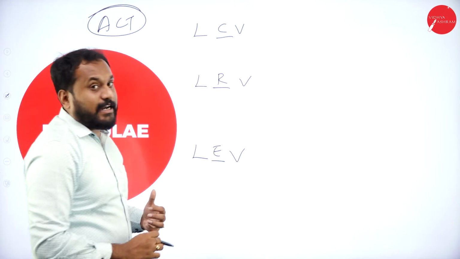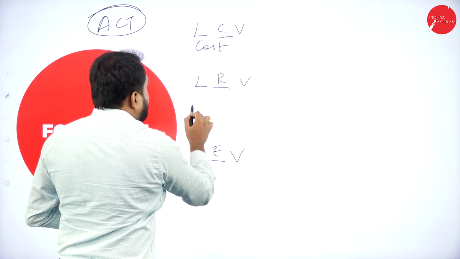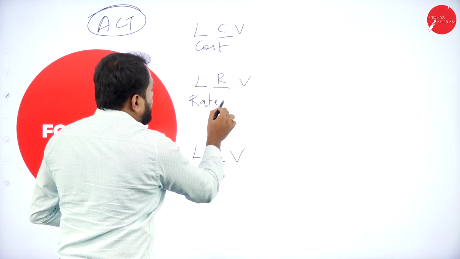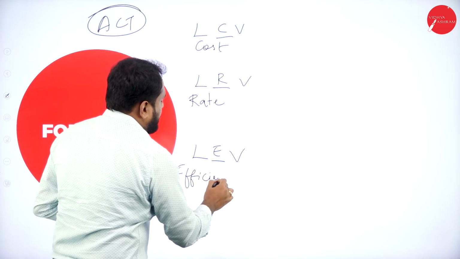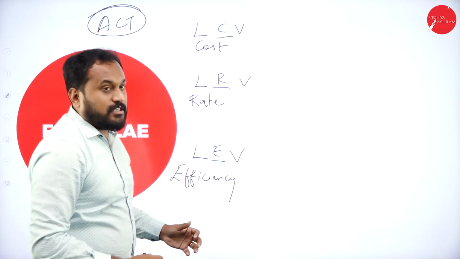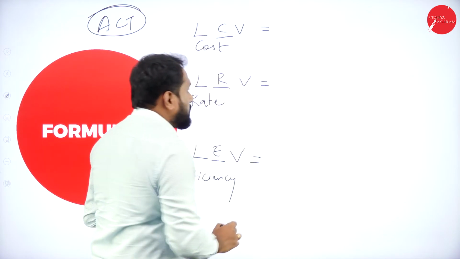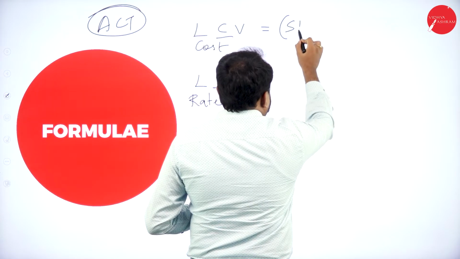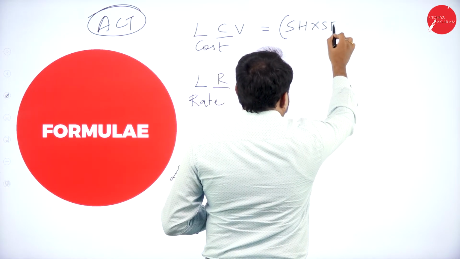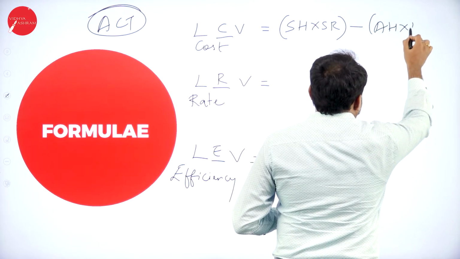Now what is a CRE? Again, labor cost variance, labor rate variance and labor efficiency variance. So how to calculate it? Now we know that it is all about standard. You make it SH into SR minus AH into AR.